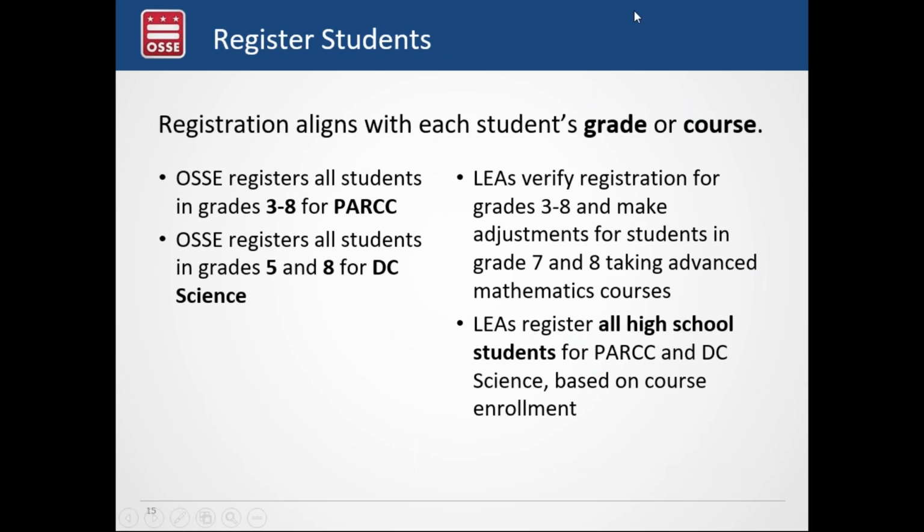Student registration. So now that you've handled the staff, you understand who's performing what role, the next thing you'll do is understand which students are taking the test and which test they are taking. OSSI will register students in grades 3 through 8 to take the PARCC assessment automatically. That has already been completed. We'll also register students in grades 5 and 8 for the DC Science assessment, which has already been completed. That information should be in the Pearson Access Next system, so if you've logged in already, you can download a copy of your registration file within there.